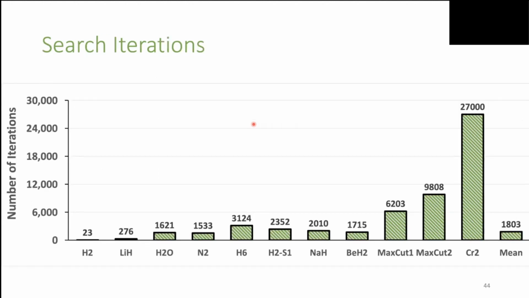And the number of search iterations, you can see that search iterations, of course, increases when you go to more complex molecules, but for the smaller ones, it's very easy. So for the chromium dimer, it does take like 27,000 iterations, which again is fine, because the whole point is that this is still not an exponential cost, right? It is a cost which can have high polynomial coefficients, but it is worth it if it can create meaningful results on the quantum device, right?